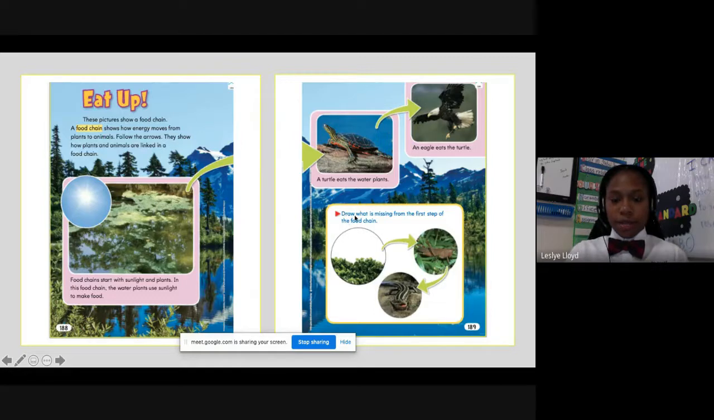And then this box says draw what is missing from the first step of the food chain. So this food chain has the plants, but something else is missing. This is the correct form of how a food chain starts. It has the plants and it also has something else. Can you guess what it is? Awesome job. It is sunlight. This food chain is missing sunlight.